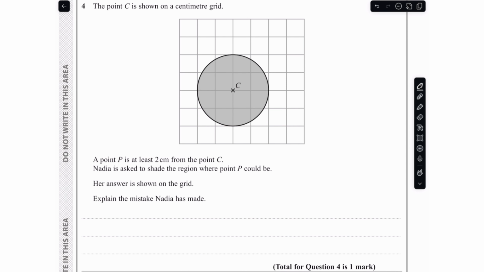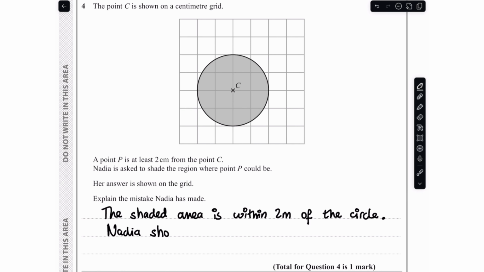Well, if the point P is at least 2 centimeters from the point C, that implies that it can be anywhere outside of this circle, because we can see that this radius here is 2 centimeters away from the point C. So in other words, the minimum distance that P can be from this point C is 2 centimeters, which is on the circumference of the circle. So we can simply state that the shaded area is within 2 centimeters of the circle, and so Nadia should have shaded the region outside the circle.